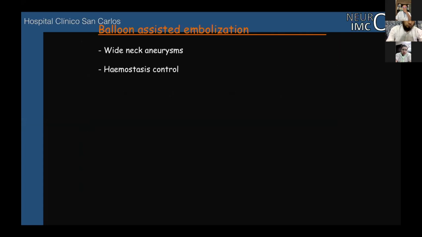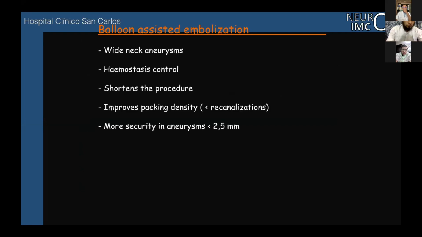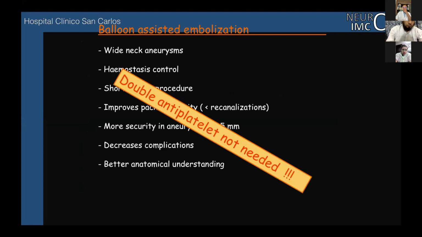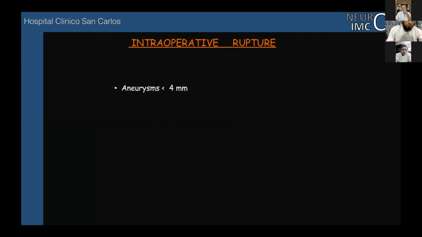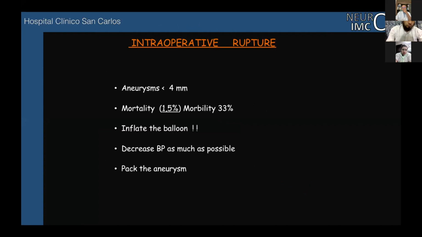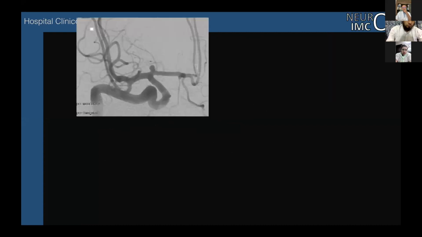This is the remodeling technique. This is the case where I use the balloon, but I don't use heparinization with the balloon, and I don't use the antiplatelet. This is the, okay, HS.